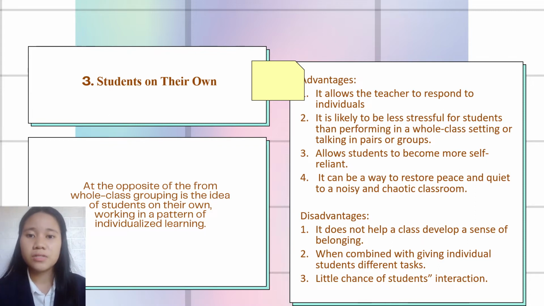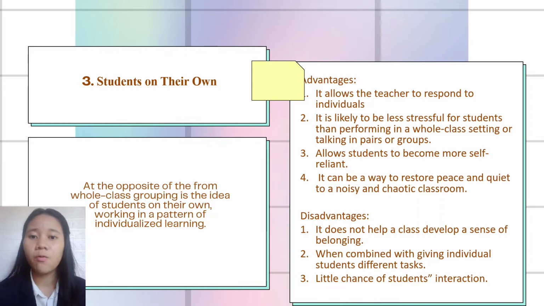About the disadvantages of individualized learning. First, it doesn't help a class develop a sense of belonging, which is, it doesn't encourage cooperation in which students may be able to help and motivate each other.